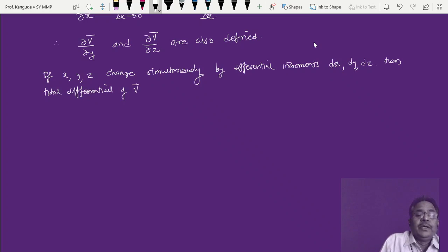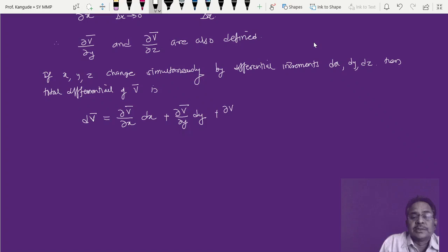is, okay, we have already used this method. So dv bar is equal to partial differentiation of v bar with respect to x multiplied by dx plus partial differentiation of v bar with respect to y multiplied by dy plus partial differentiation of v bar with respect to z multiplied by dz. So remember, in this case also what we have done, we have taken differentiation of vector with respect to scalar.